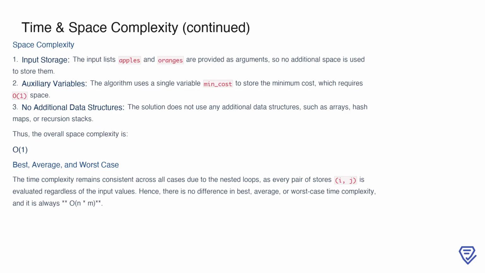Furthermore, because the algorithm evaluates all possible pairs of stores i, j, in the same way regardless of the input values, the time complexity remains consistent in all cases: best, average, and worst. This means the time complexity is always O(n*m).